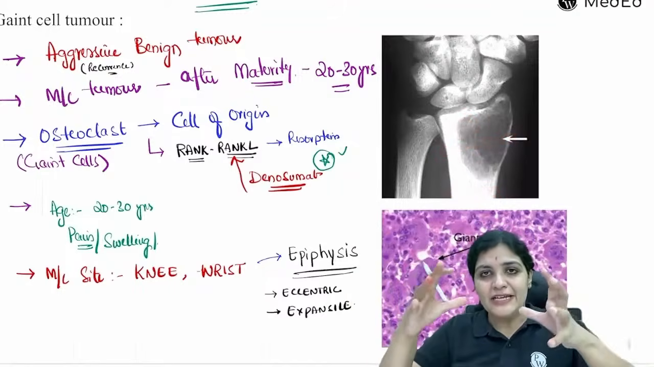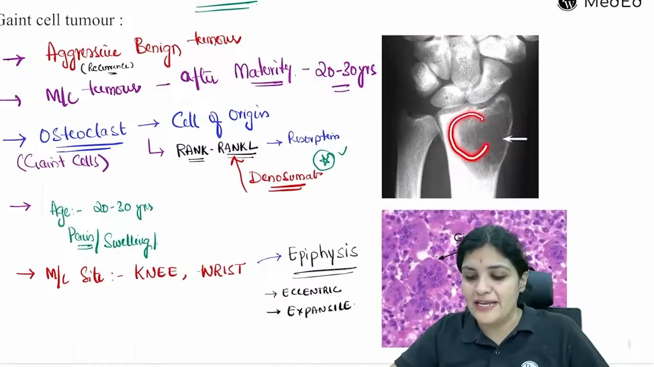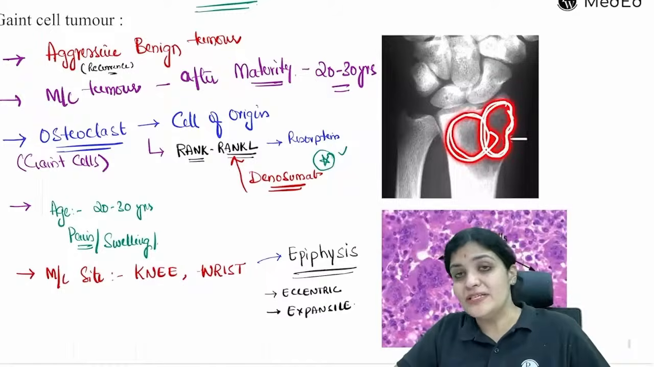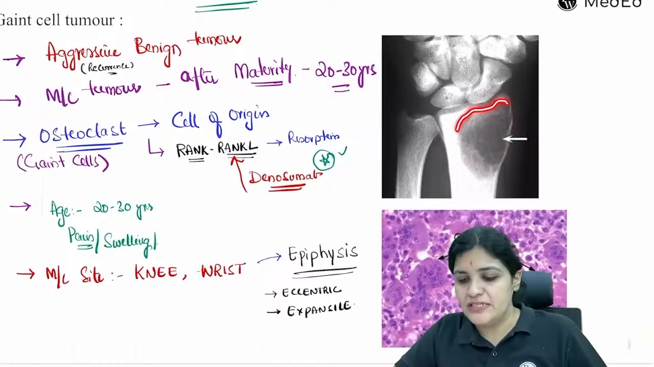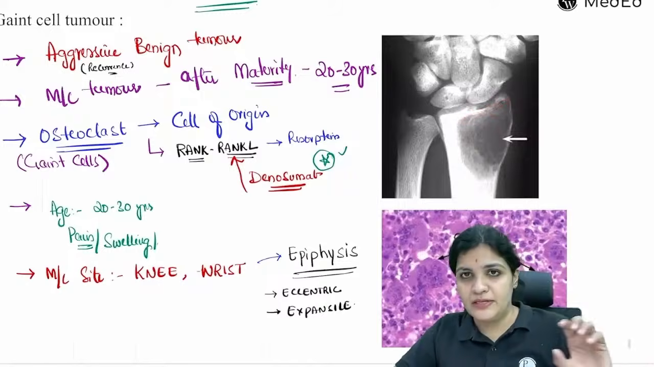What do you mean by eccentric? Eccentric is towards an end, towards a particular end. So it is not exactly in the center. It is somewhere in the end towards a side, so this side. You can see it is somewhere towards this side, and it is in the epiphysis, usually in the subchondral area. You can see it is like abutting the joint.